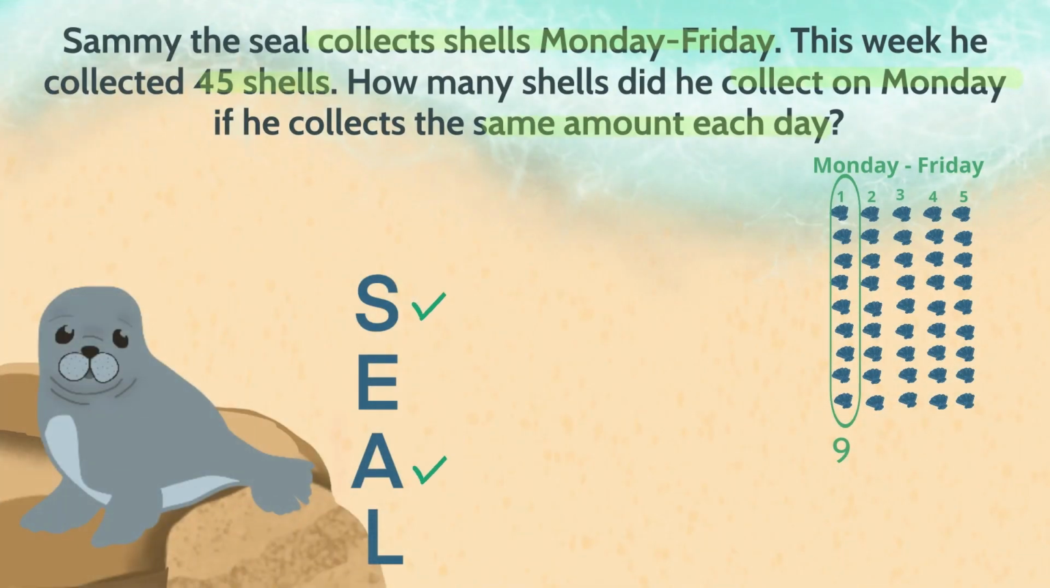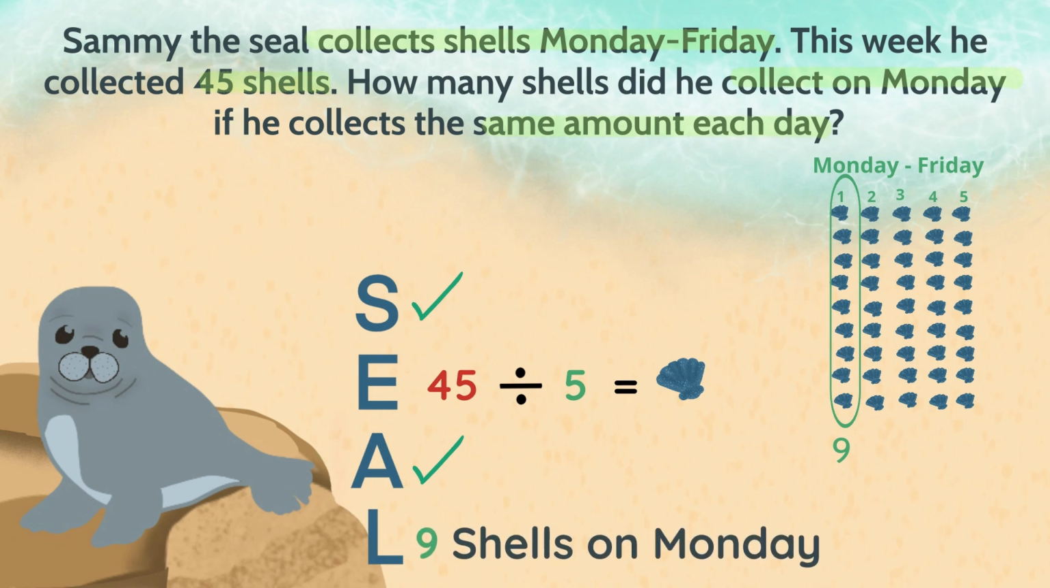Even though I showed my work and found the answer, I still need to write an equation and a label. I know the equation is a division sentence because I started with the total and shared to find a small part. 45 shared by 5 days equals the number of shells collected each day. The unknown is 9. There were 9 shells collected on Monday.